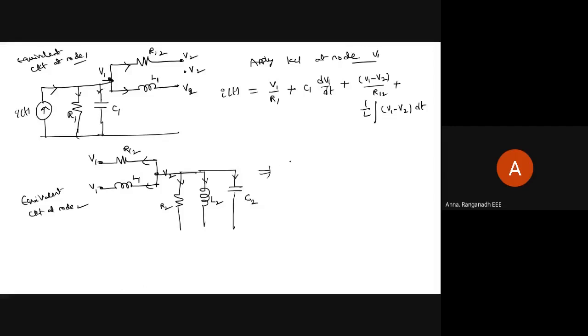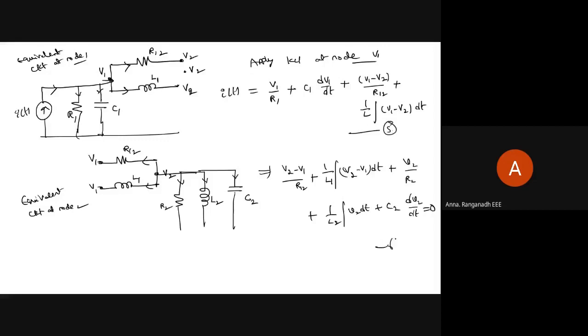If you write the KCL, we start with V2 minus V1 by R12, plus for the inductor 1 by L1 integral V2 minus V1 dt, plus V2 by R2, plus 1 by L2 integral V2 dt, plus C2 dV2 by dt equals 0. So this is equation number 5, and this is equation number 6.